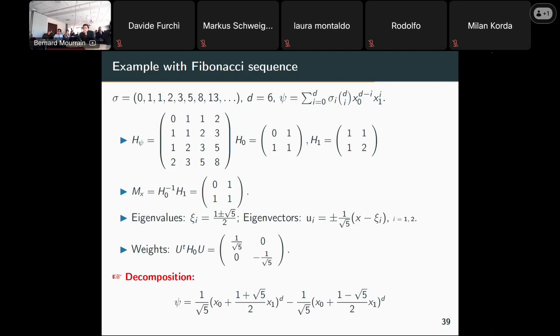They are the golden numbers, and the eigenvectors correspond to these polynomials, x minus the root, with this scaling factor. And we can see that computing, we get the weights which are given here. So we have this decomposition of the tensor.